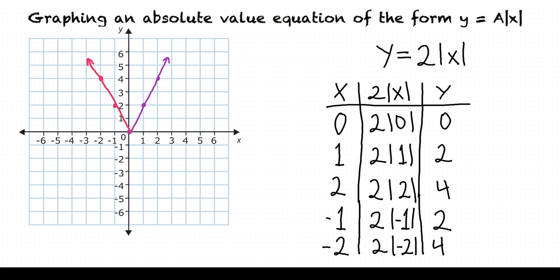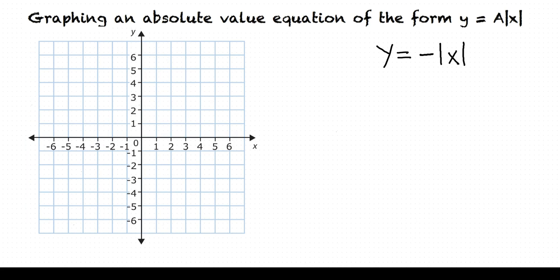What if a is negative? Great question. Let's do one more example. Consider the function y equals the negative absolute value of x. This is in the form y equals a times the absolute value of x, where a equals negative 1. Because it's in this form, we know that the vertex is 0, 0. Let's plot that. Now we will plot a point on both sides of the vertex. We can use a table to help us find these points.